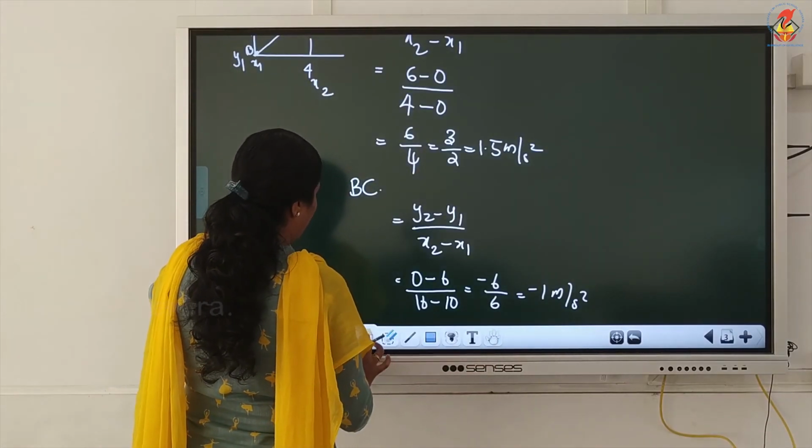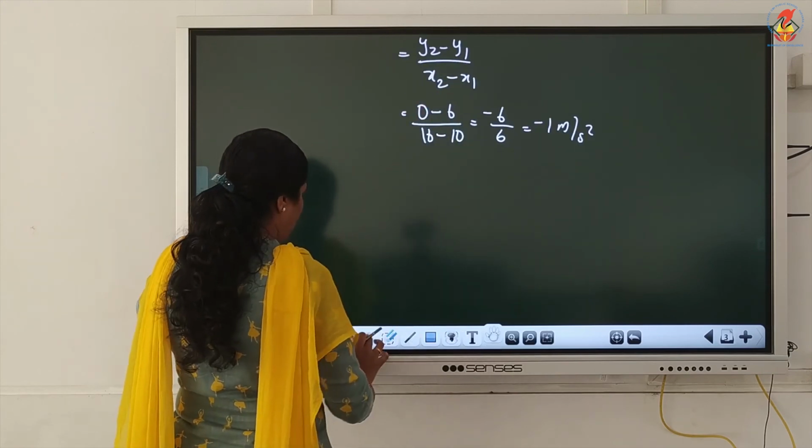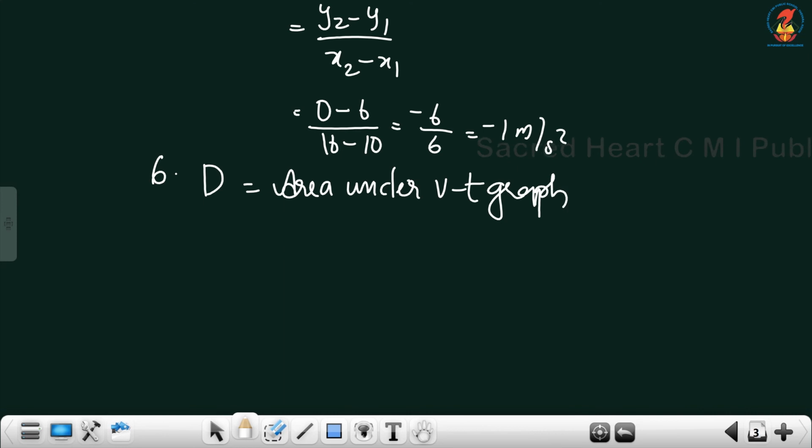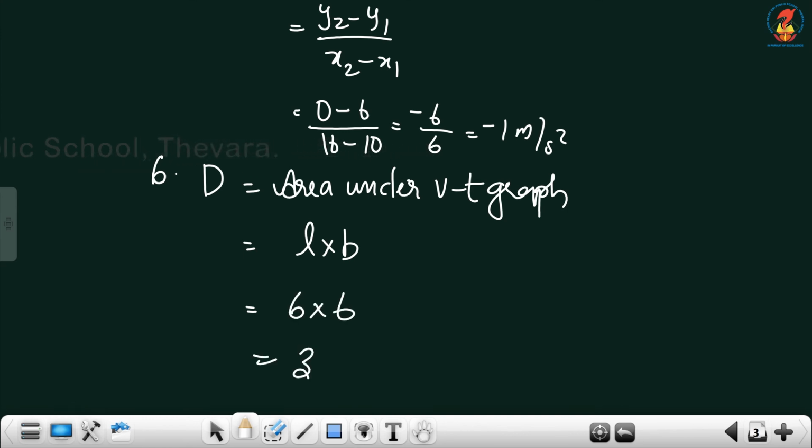Then one more question was there, that is the area. So, sixth one, distance equal to area under VT graph. It's a square, so side into side, or if rectangle, L into B. So, you will get the answer 6 into 6, that is 36 meter.